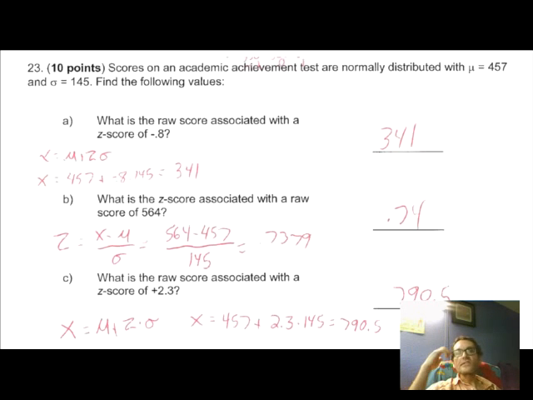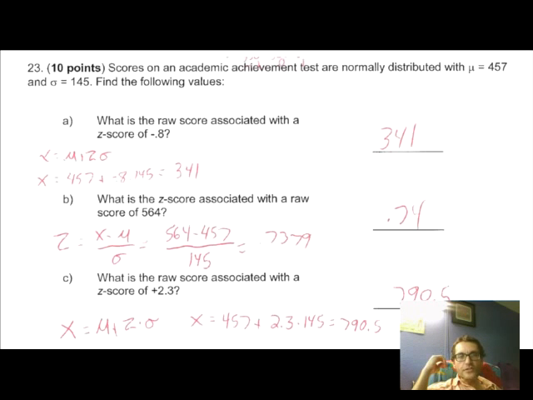Lovely. What is the z-score associated with the raw score? Okay. And so now I've got a raw, I want a z, so we just pull out our old z equation here. Z equals x minus mu over sigma. So the score involved is 564. Take away the mean of 457 over that standard deviation of 145. 0.74. I round it up. 0.7349.